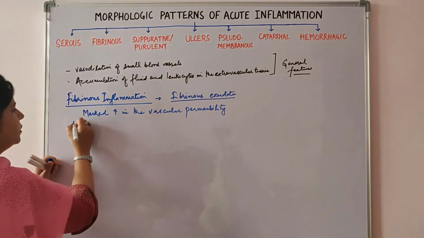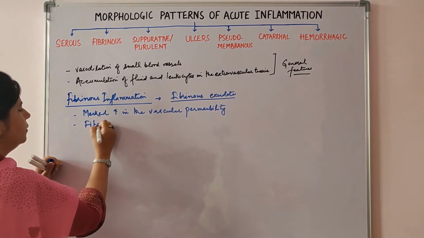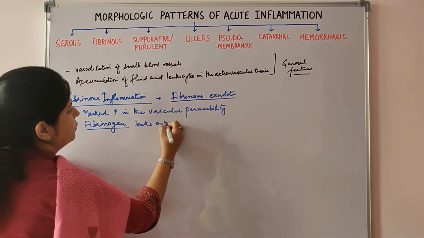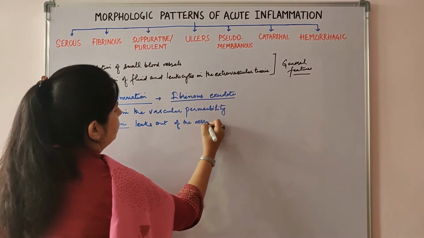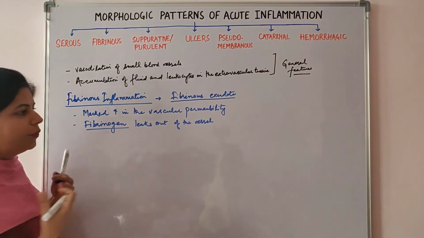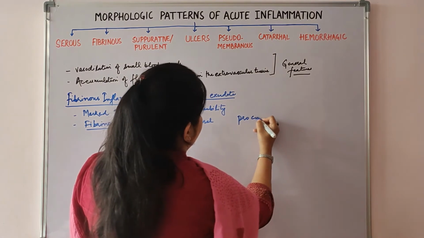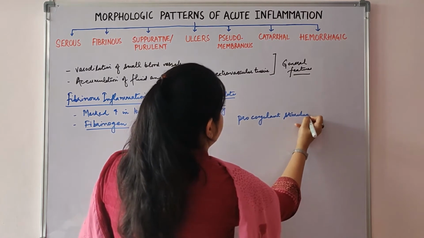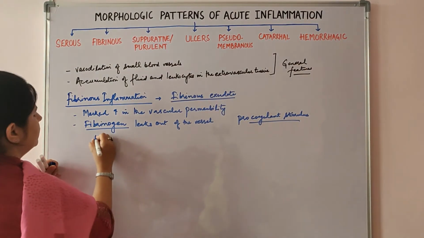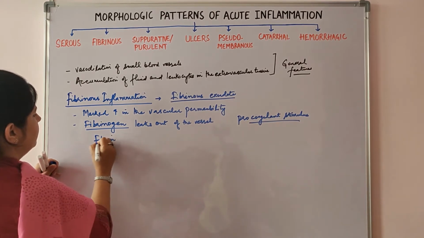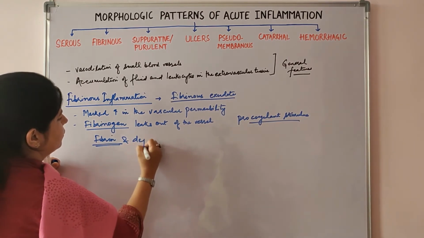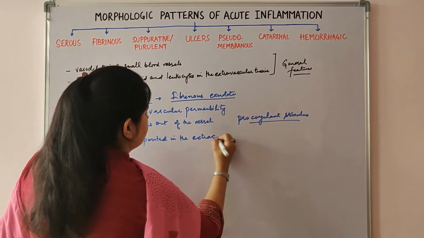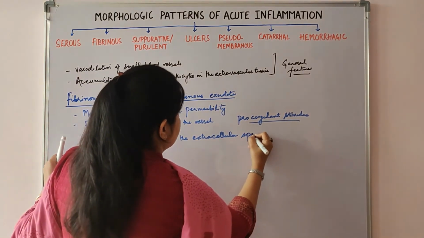So the fibrinogen, which is a larger molecule, leaks out of the vessels, and if there is procoagulant stimulus, it is converted into fibrin, and it is deposited in the extracellular space.